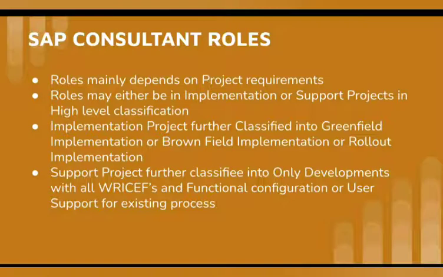So in that case, it is called a rollout implementation. The template is already documented. The common template is documented with all organization data and what is in scope in the process. Everything is documented, and this same thing will be followed for the other plants. So all the plants inside the company will follow the same process, and the standard rollout template will be followed for other plants too. So this is called rollout implementations.